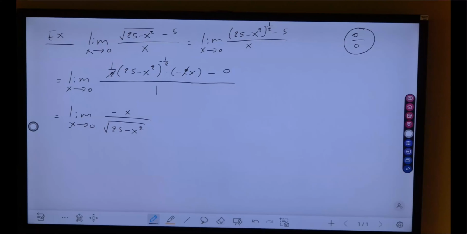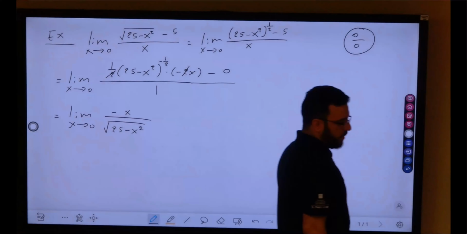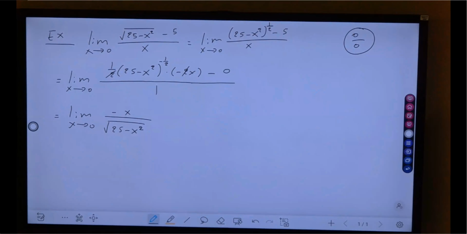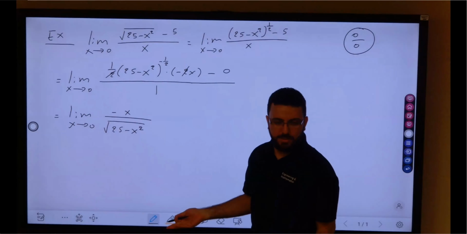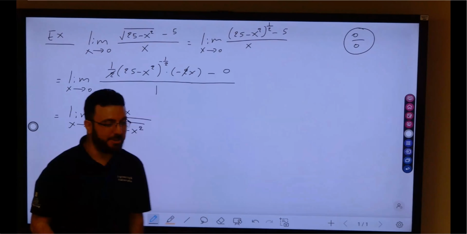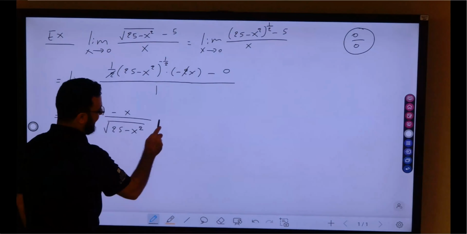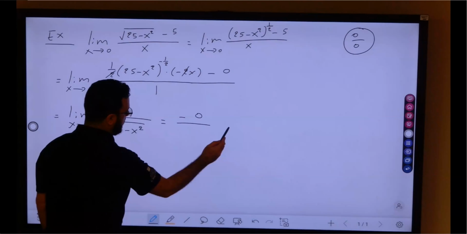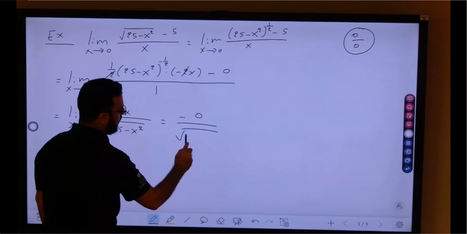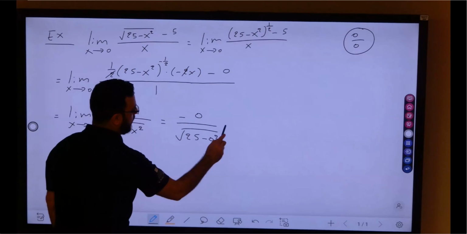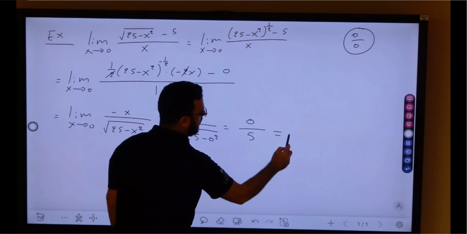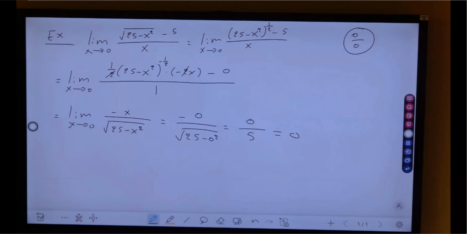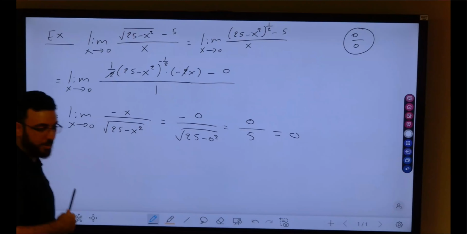Now go ahead and plug in. How much is going to be the result? 0. 0 over 5, which is 0. It's going to be negative 0 over the square root of 25 minus 0 squared, so here is 0 over 5, which is equal to 0. You got it? You got it? It's easier now than to multiply by the conjugate and then simplify.